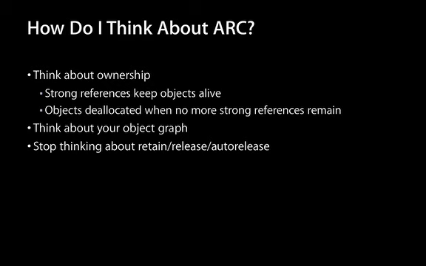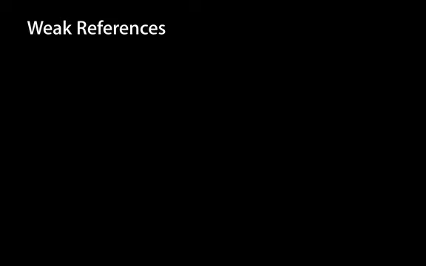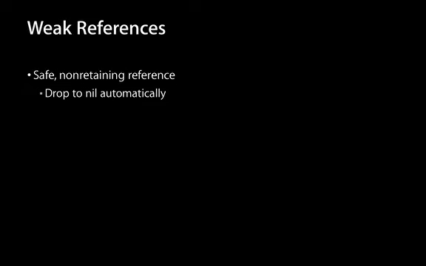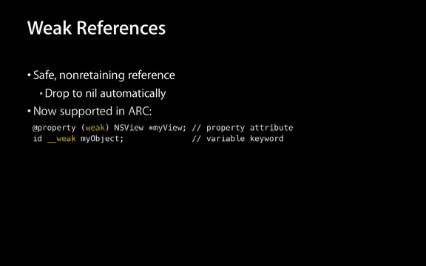One of the aspects of thinking about your object graph then is if strong references keep an object alive, what happens if I want a reference to an object that doesn't keep it alive? This is where weak references come in. A weak reference is a reference to an object that indicates non-ownership. It doesn't keep the referenced object alive. Moreover, unlike existing just simple pointers, a weak reference automatically drops to nil when the object that it points to is deallocated. Weak references are supported in ARC using properties with the weak property attribute and __weak as a variable keyword.